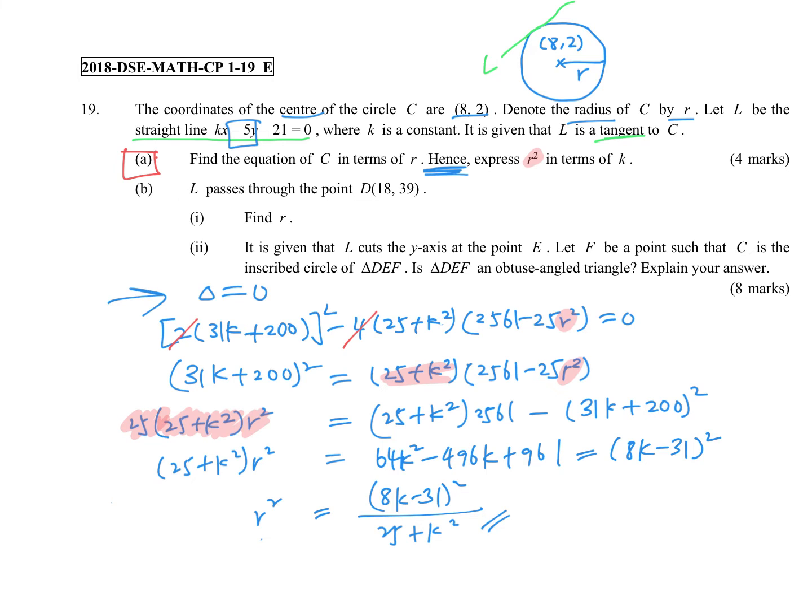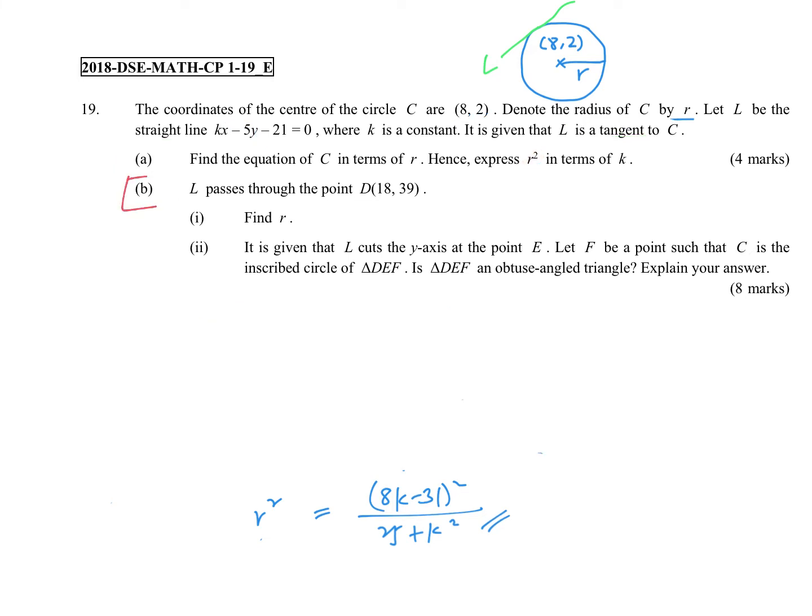Good. Okay, so that will be the next part B1. We need to find out, but before that, we're given that L passes through this point. So where is L? L is here. Okay, so that's why B1. If L passes through this point, that means this point will satisfy the equation of L. And then we can find k.